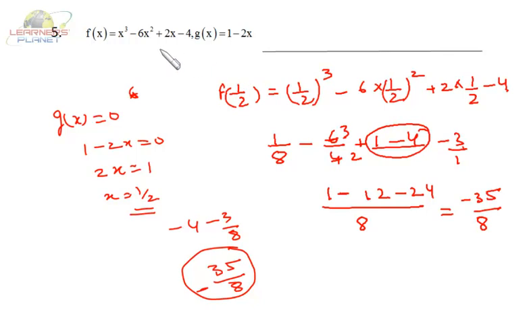So if I put the value of x as half, I'll be getting minus 35 by 8. And if I divide this expression f(x) by g(x), I get the remainder as minus 35 by 8. That means further we can establish the remainder theorem. That is, if a polynomial, here we can say f(x), is divided by 1 minus 2x, the remainder will be f of half. Okay, we have calculated f of half over here, which is the same as minus 35 by 8, which we obtained by actual division of f(x) by g(x).